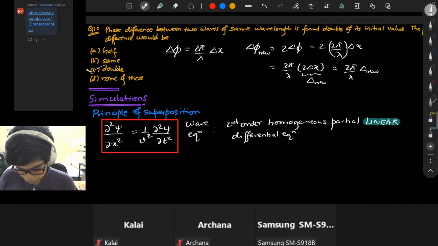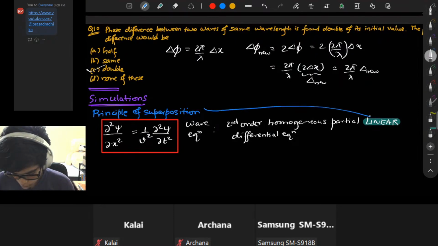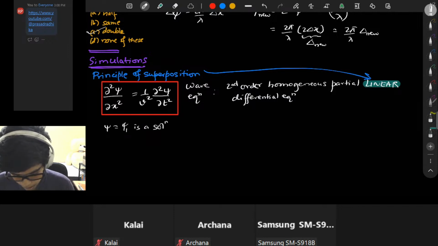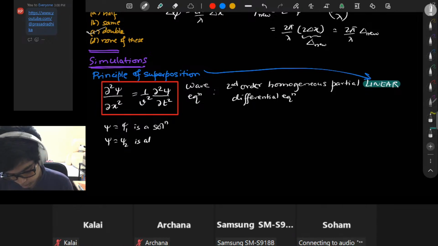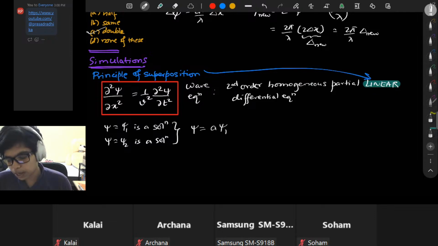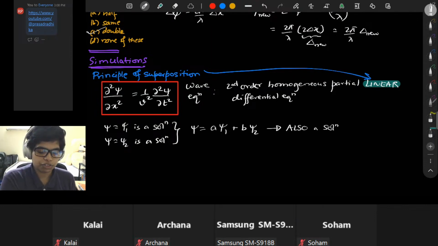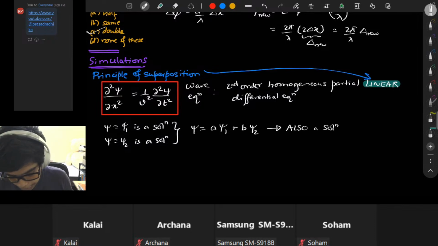And because this is a linear equation, the principle of superposition is valid for all linear differential equations. And what this principle of superposition says is that if psi equals psi 1 is a solution, and if psi equals psi 2 is also a solution, then if you combine them, if you have psi equals some constant times psi 1 plus another constant times psi 2, so a psi 1 plus b psi 2, this is also a solution. So if you have two solutions for a given linear differential equation, then any linear combination of those solutions will also be a solution. And this is very important.